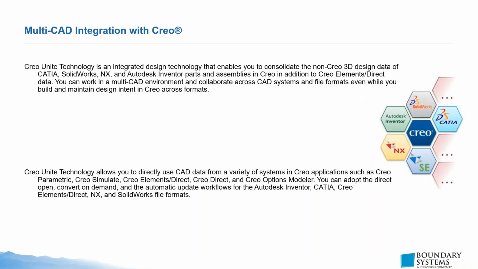Creo Unite technology is an integrated design technology that enables consolidation of non-Creo 3D design data, including CATIA, SolidWorks, NX, and Autodesk Inventor. You can work in a multi-CAD environment and collaborate across CAD systems, either internally within your company or externally with suppliers or downstream users.